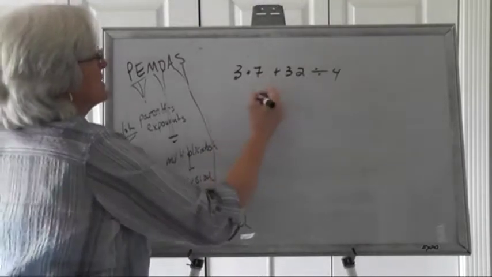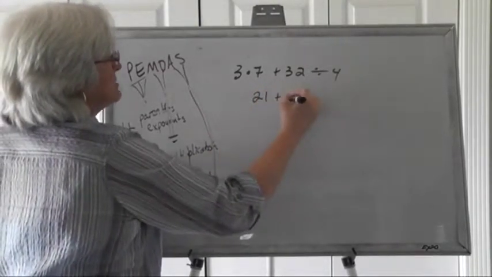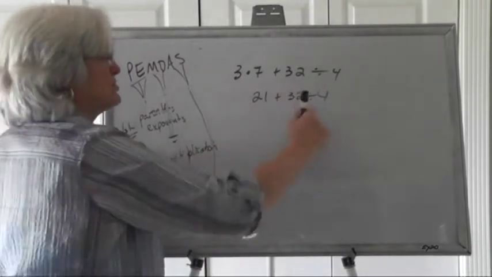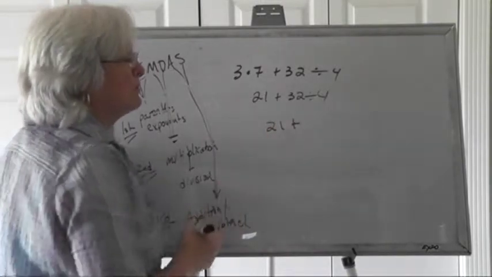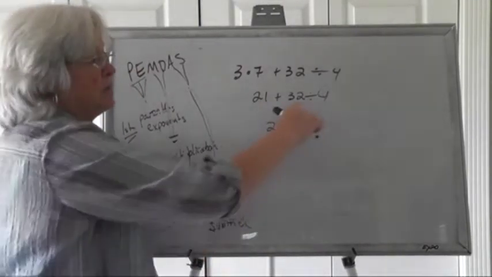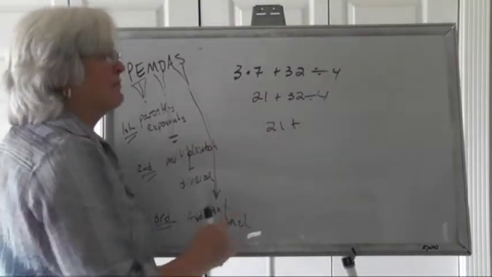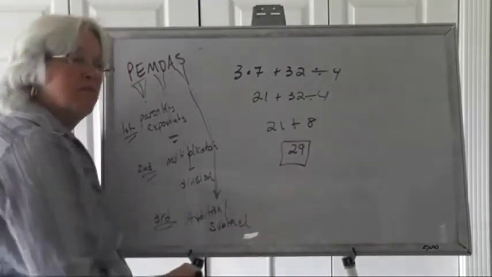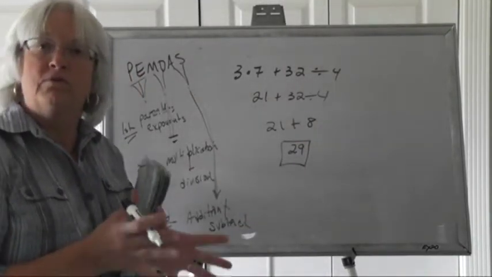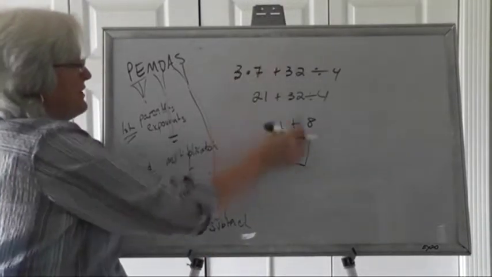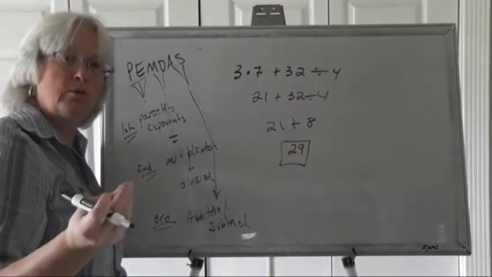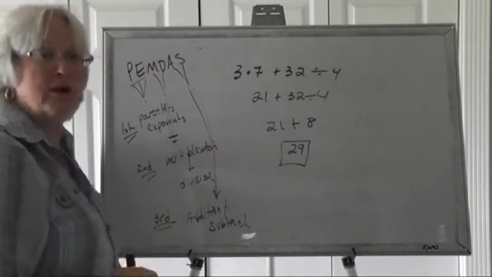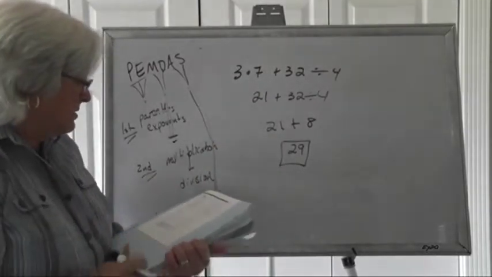So here we have 3 times 7 is 21 plus 32 divided by 4. We got rid of the multiplication, we have division. Not 21 plus 32 is 53, but we have division, so we have to do 32 divided by 4, which is 8. And then you see that you have evaluated this expression. All you're doing when you evaluate an expression is finding a value, what numerical value you have by using the arithmetic operations.